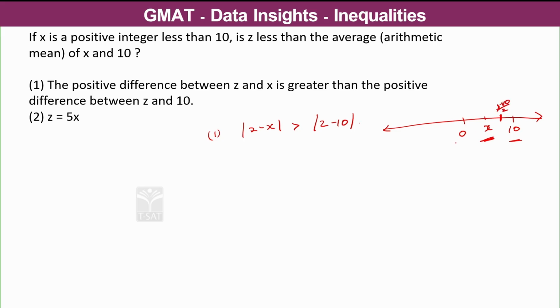So, they are telling us that z is further away from x than it is from 10. So, it can be anywhere in this area. So, it is always greater than the average. So, statement 1 is sufficient to answer the question. We can say that z is not less than the average of x and 10, it is greater than the average of x and 10, always further from x than it is from 10. Now, second is z is equal to 5x.